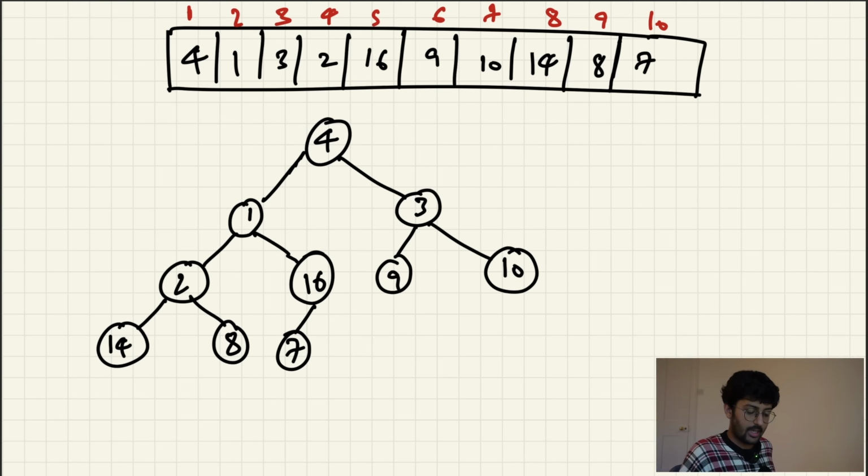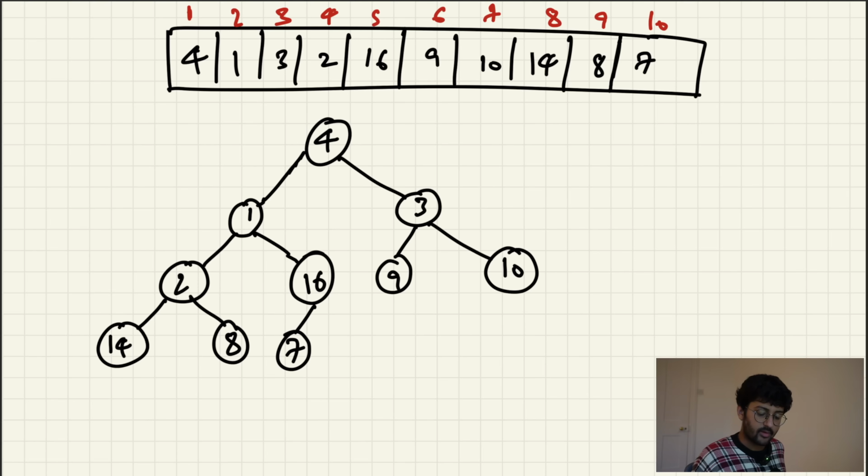Now the question is, create a max heap from this. What is the max heap property? Every node should be greater than or equal to all the children below it. So just try to do that for every single node. That's it.